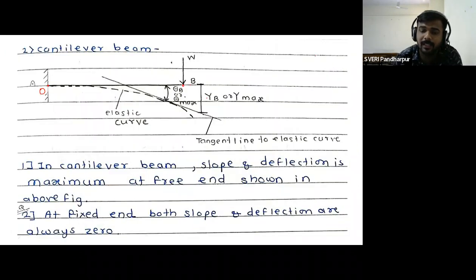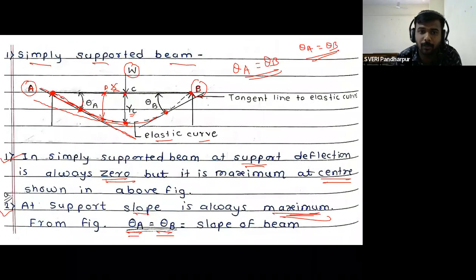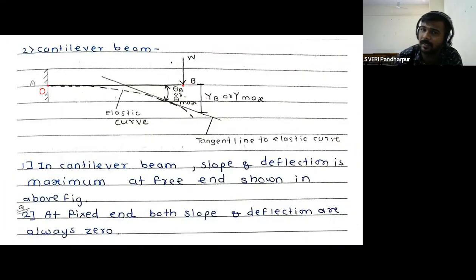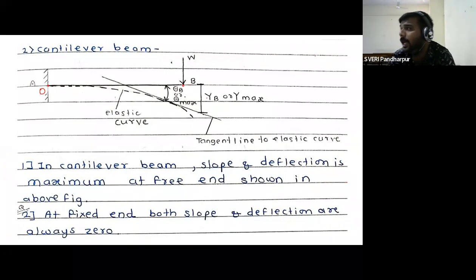So these are some important definitions of the slope and deflection. And the 4 standard cases we have to study are: simply supported with point load, simply supported with UDL, then cantilever with point load, and cantilever with UDL. So for all these 4 standard cases, first of all, now we have to derive the derivation. Derivation derive करायचं म्हणजे काय करायचं? तर we have to derive the formulas of the slope and deflection.